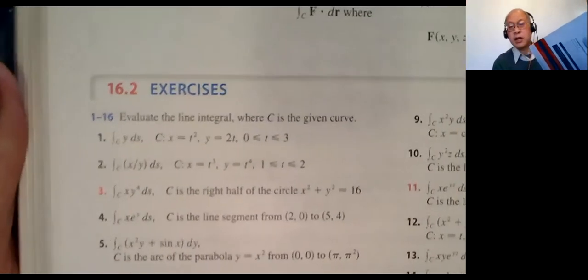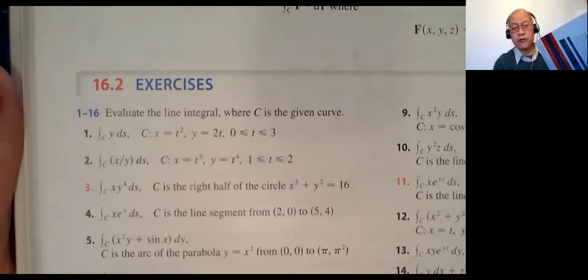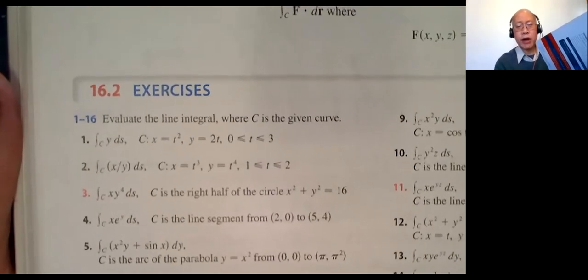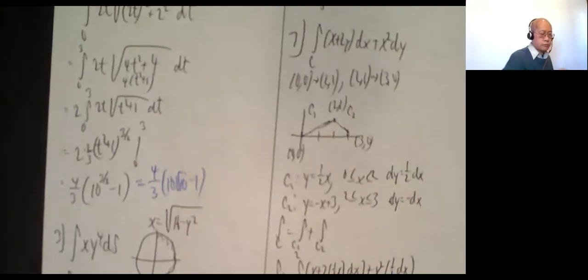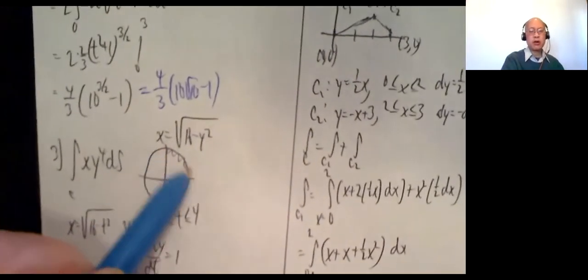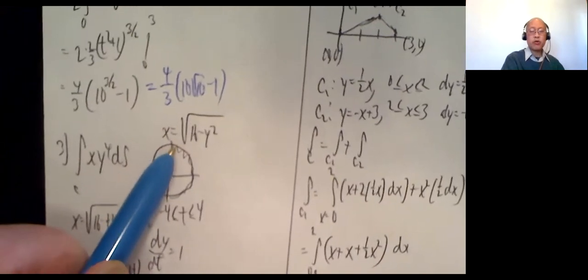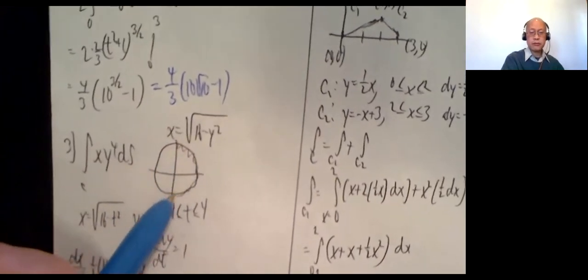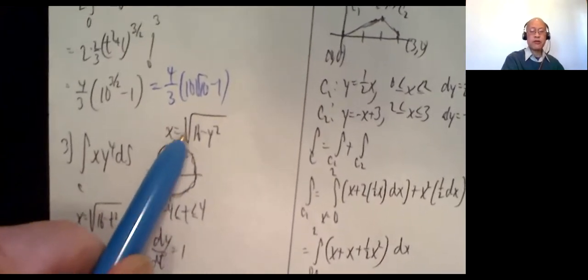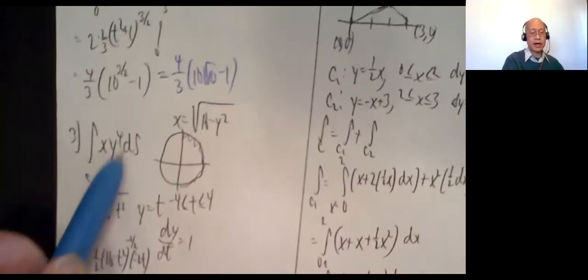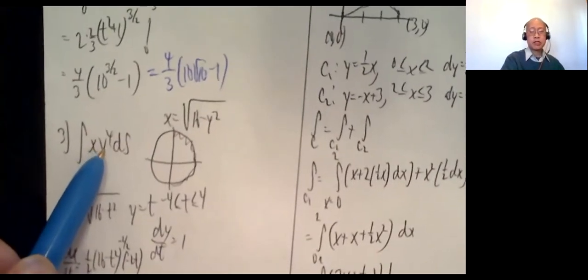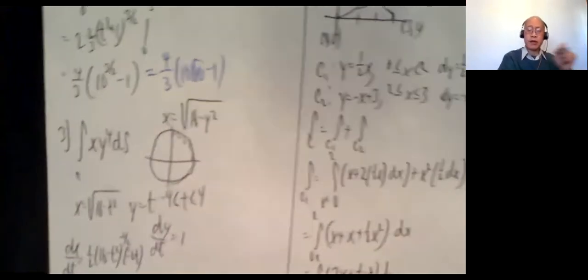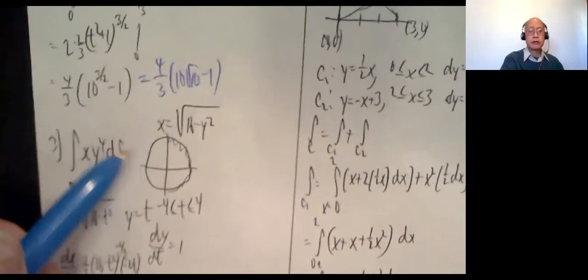Number 3, integral of x y to the 4th ds. C is the right half of the circle x squared plus y squared equals 16. I'm integrating over this part. So imagine walking along the curve, and everywhere on the curve there are different heights. In fact, here are the heights. What is the integral, right? So again, much more rich in variety than just integrating from A to B.